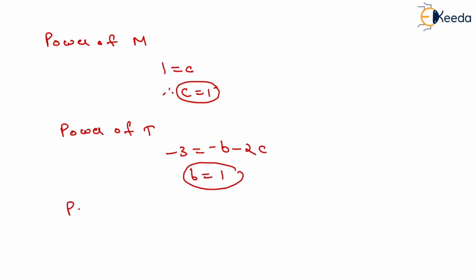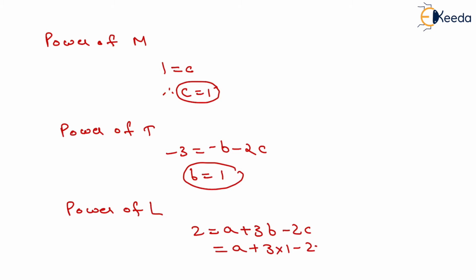Now, equating the powers of L, it will be 2 equals A plus 3B minus 2C. On putting the value of B as 1 and C as 1, we will have the value of A equal to 1. Now, substituting these values in the parent equation, the final equation will become P equals K H to the power 1, Q to the power 1 and W to the power 1. So, it will be equal to K H Q W.